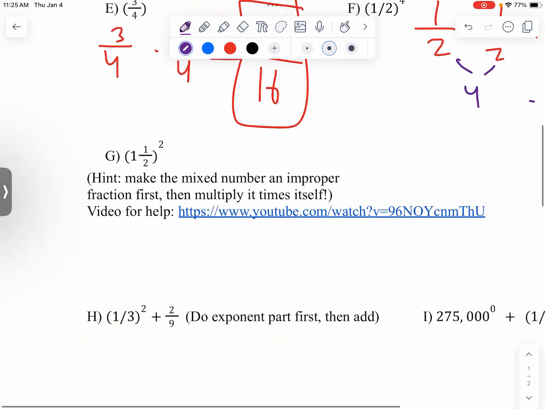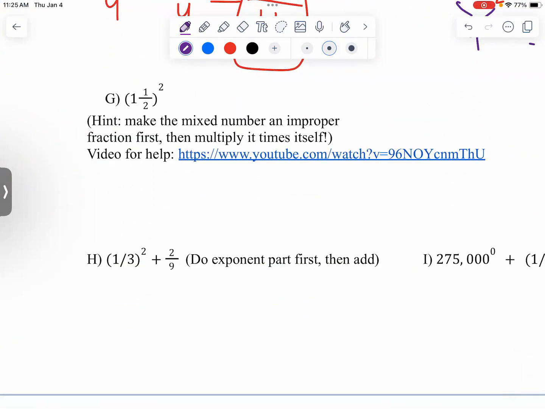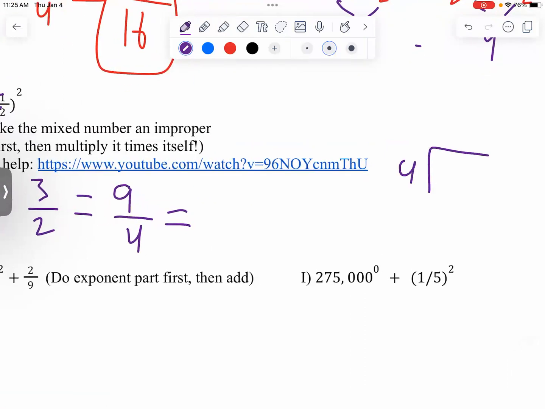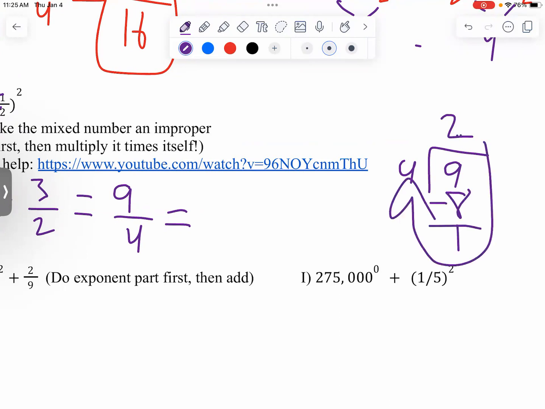All right. Okay, 1 and 1/2 to the 2nd power. Okay, so what I would do first here is I would make 1 and 1/2 an improper fraction. 1 times 2 is 2, plus 1 is 3/2. And so it's squared to the 2nd power. So it's times 3/2. So it's going to be 9/4. But we don't leave it like that. So that's the answer, but not the proper way of writing it. So top dog goes in the doghouse. You divide. 4 times 2 is 8. So 2 and 1/4, because you read it like this.